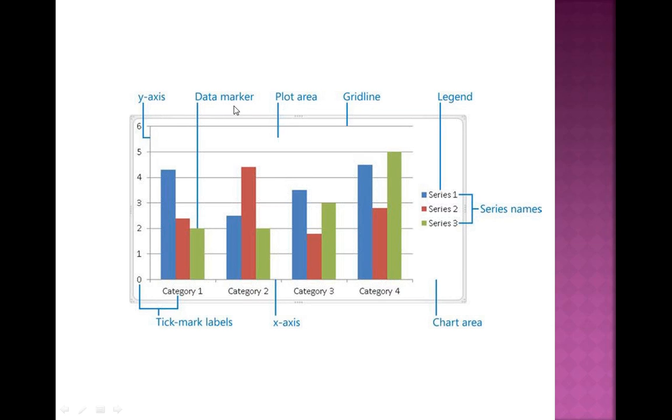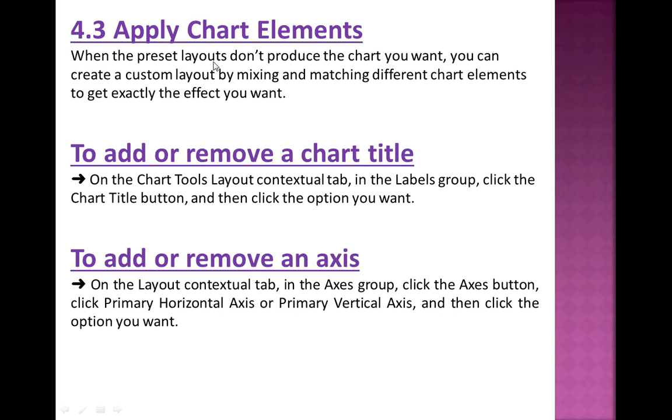This is the y-axis. This is the data marker, plot area, grid lines, legends, series name, chart area, x-axis, tick mark labels. Then how to apply the chart elements. 4.23 is how to apply the chart element. When the preset layouts don't produce the chart that you want, you can create a custom layout by mixing and matching different chart elements to get exactly the effect that you want.